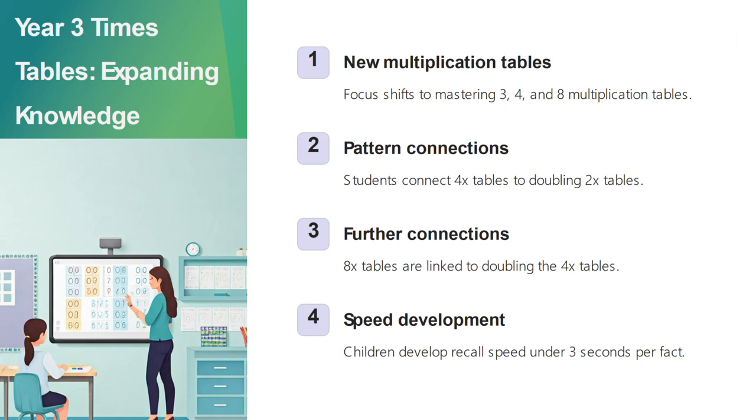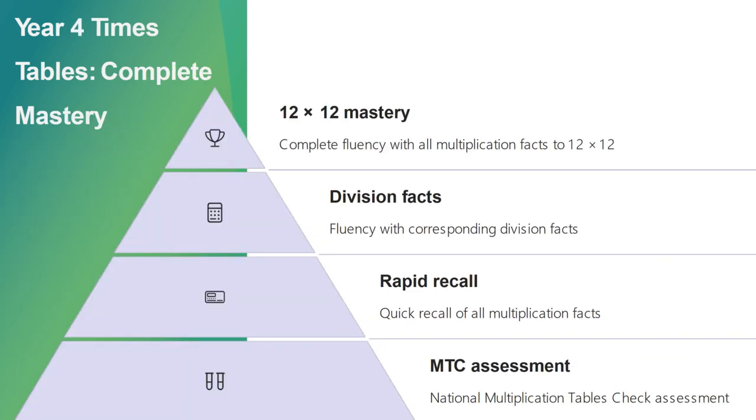This fluency is essential for the Year 4 Multiplication Tables Check, otherwise called the MTC, and for tackling more advanced maths confidently. In Year 4, the focus is on achieving complete fluency with all multiplication facts up to 12 times 12, along with the corresponding division facts. By this stage, children are expected to move beyond simply working out answers and instead to recall them quickly and accurately, with a strong understanding of the relationship between multiplication and division.